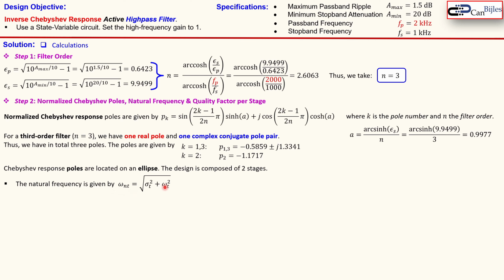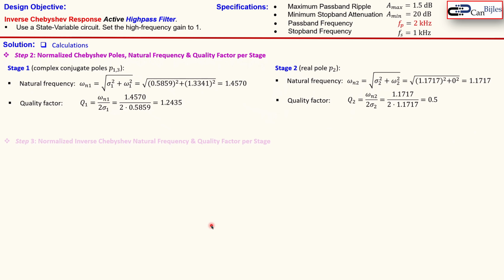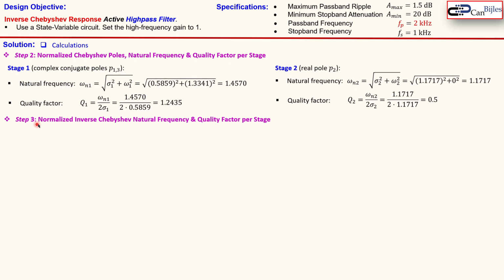and the quality factor is here always 0.5 for a real pole. So that is actually the calculation for our stage 1 and stage 2 for our natural frequency and the quality factors. Okay, now bringing all that together, we need to go now in the step 3 to the normalized inverse Chebyshev, because we now did a lot of calculation for the Chebyshev poles and the frequencies and the quality factors. Now we need to convert that to the inverse Chebyshev.